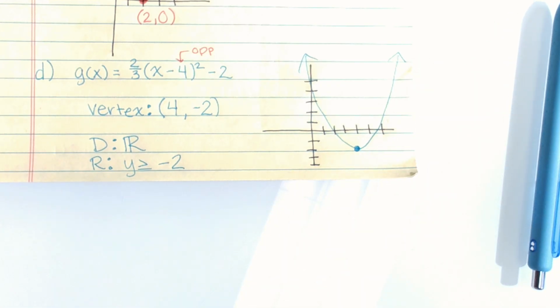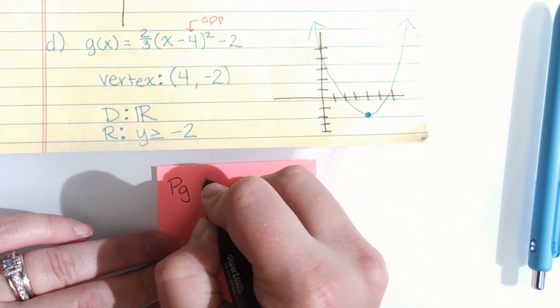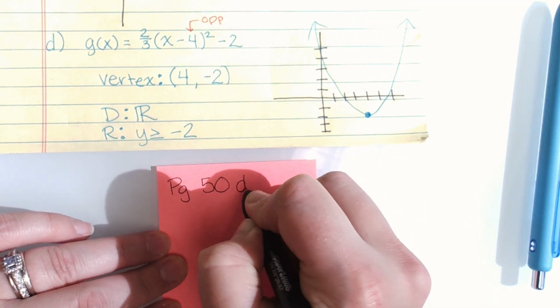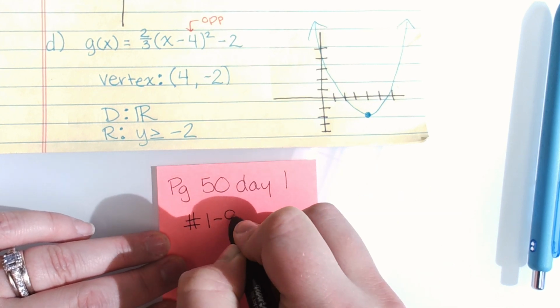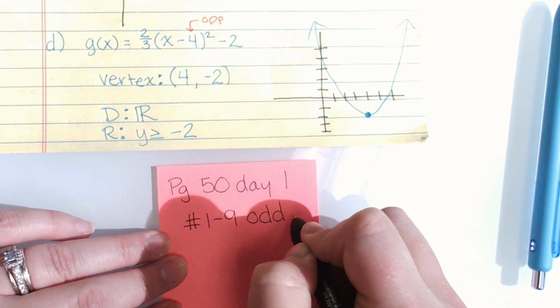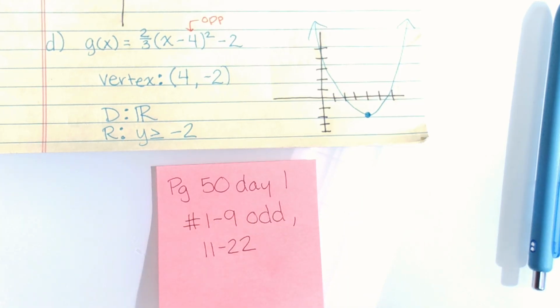Okay, I spoke long enough. Last stickies. Page 50. Numbers 1 through 9, the odds, and then 11 through 22.